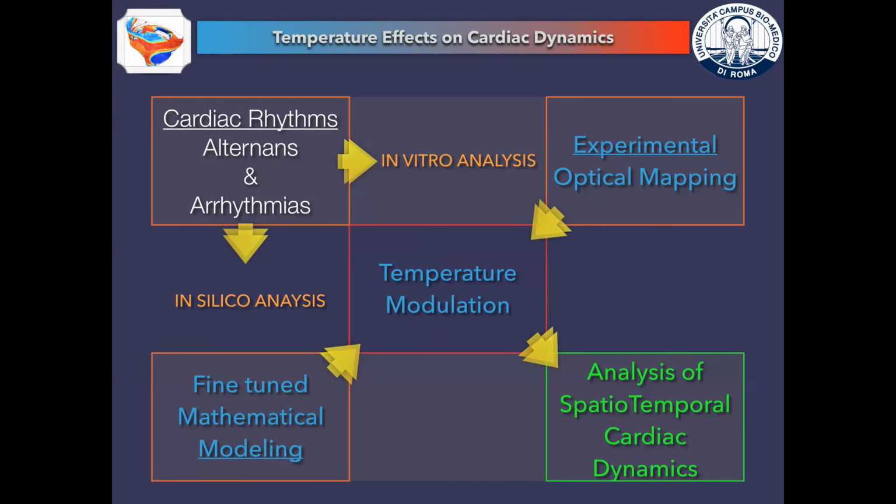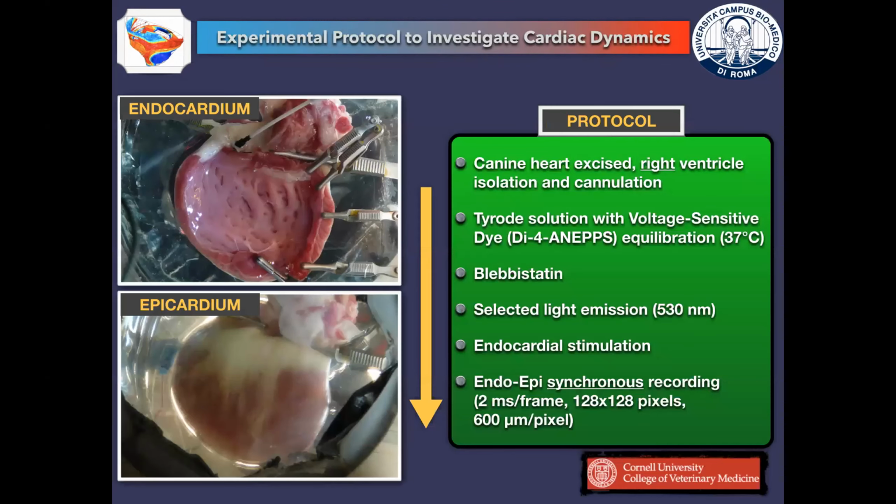A deep understanding of this complex dynamics requires the use of extensive mathematical modeling, which can be used in combination with experiments. So with these premises, in this slide I present both some experimental data and a mathematical model which is fine-tuned on experiments to reproduce temperature-dependent modulation on cardiac emergent dynamics. Concerning the experiments, they were performed by Professor Fenton and Professor Gizzi at Cornell on canine ventricles treated with a specific voltage-sensitive dye and with blebbistatin, which is used to overcome muscle contraction and motion artifacts.